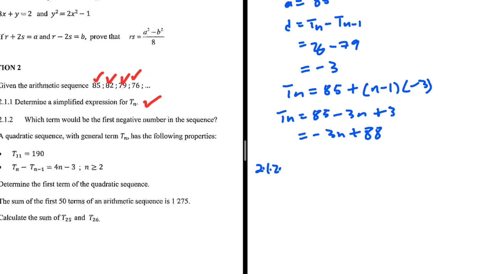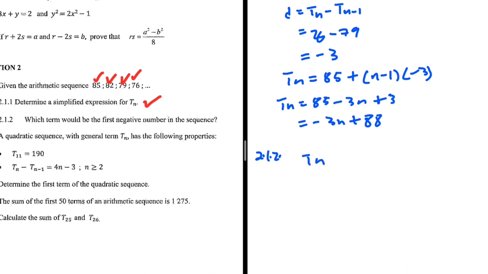Most of these math problems, you're solving for x, for n, or for y. The task here is in setting up an equation you need to solve. So let's take a look at this one. Which term will be the first negative number in the sequence? We know that Tn is equal to minus 3n plus 88. So which term will be the first negative number?